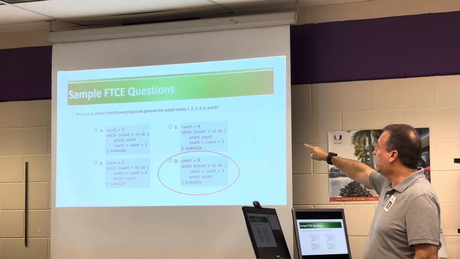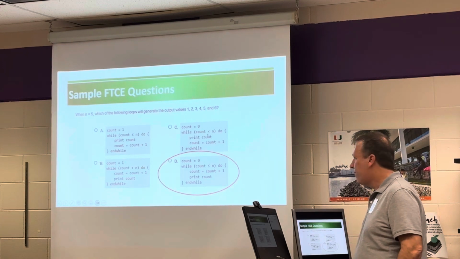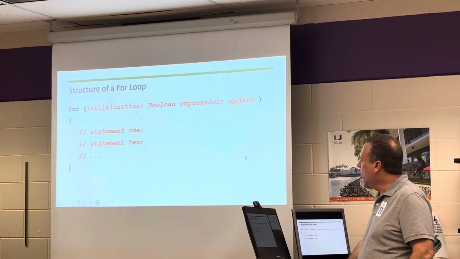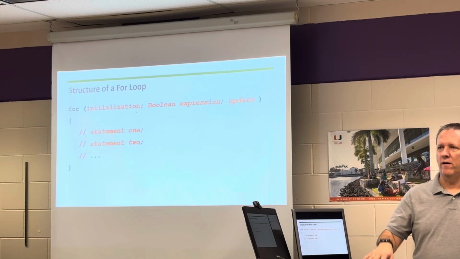Because the difference between A and B is the less than or equal to. Right, and then the code lines are switched. It doesn't say count equals count plus 1. Yep, exactly right. Cool. All right, that's a while loop. A for loop is so much better.